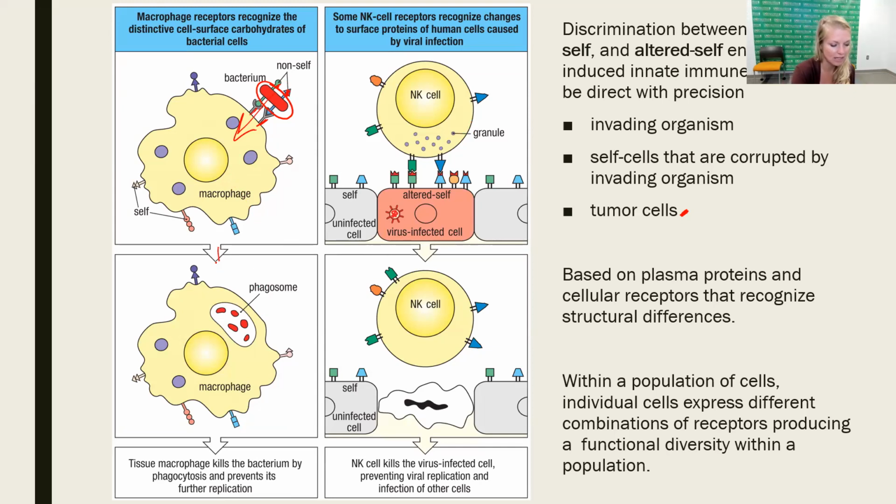Okay, our NKs, oh, here's another macrophage too. We'll go down to this. Oh, it's just the second picture. Okay, so it brings it in. Yeah, tissue macrophage kills the bacteria and then will secrete cytokines.